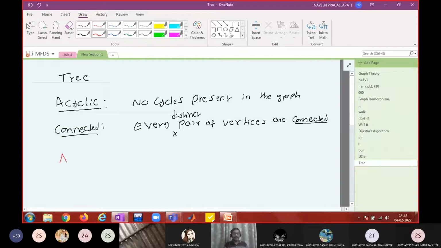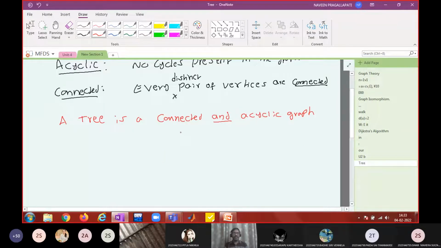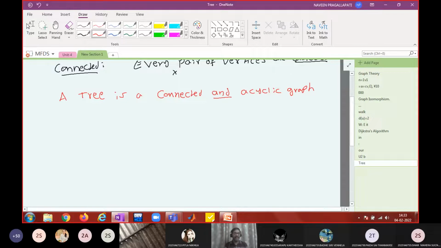So what is a tree? A tree is a connected and acyclic graph. Any connected and acyclic graph can be called a tree. Now you can draw several trees, and you tell me some properties of those trees.